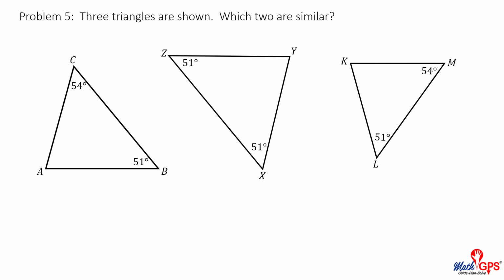Problem 5. 3 triangles are shown. Which 2 are similar? Triangle ABC is similar to triangle KLM because two corresponding angles of the triangles are congruent. Angle B is congruent to angle L. They each measure 51 degrees. And angle C is congruent to angle M. They each measure 54 degrees.